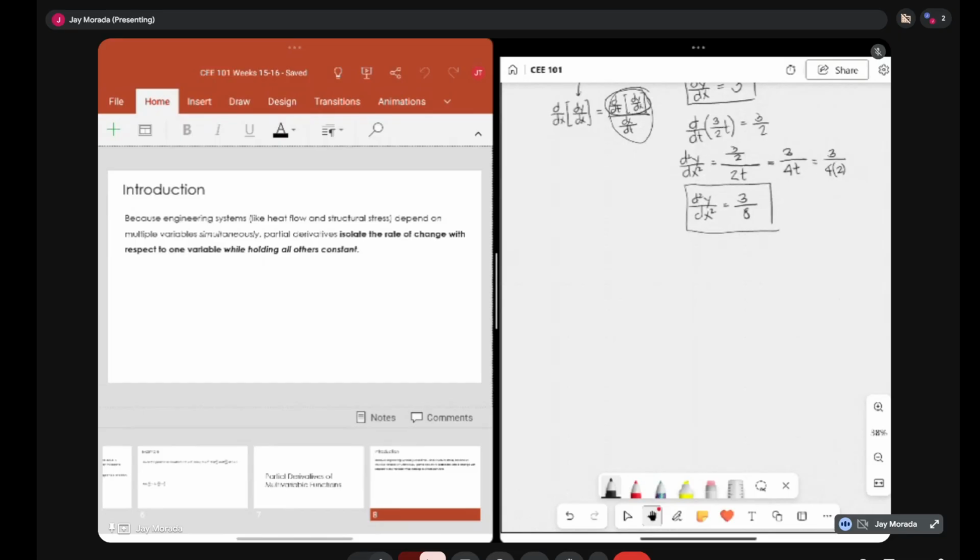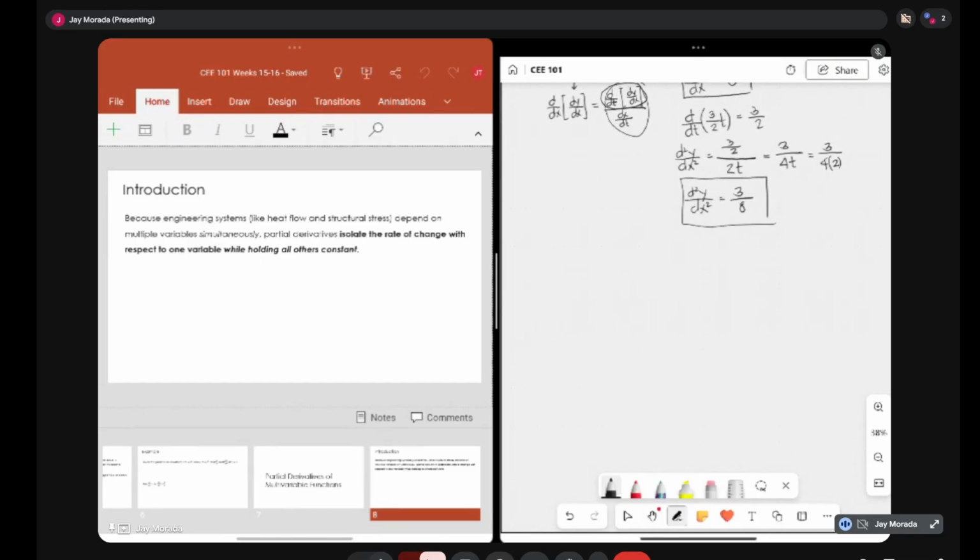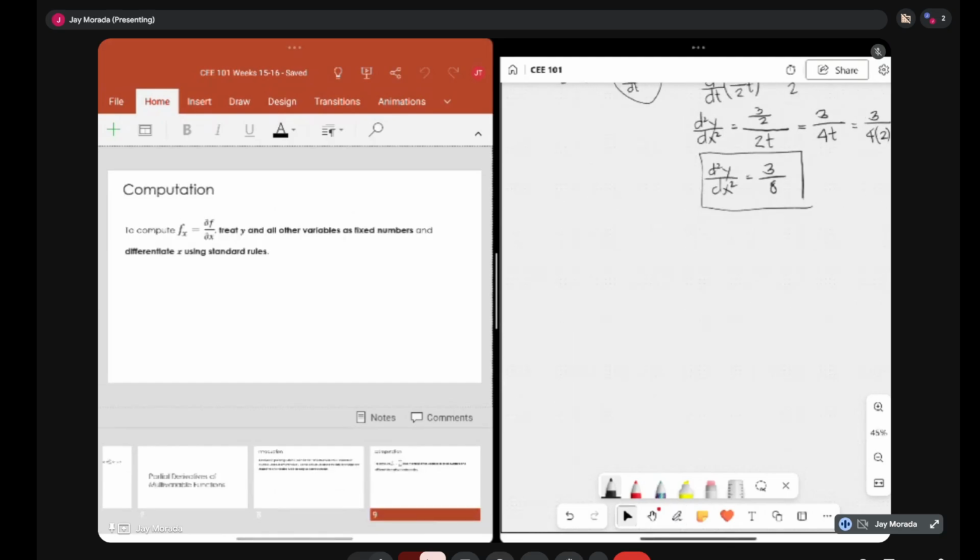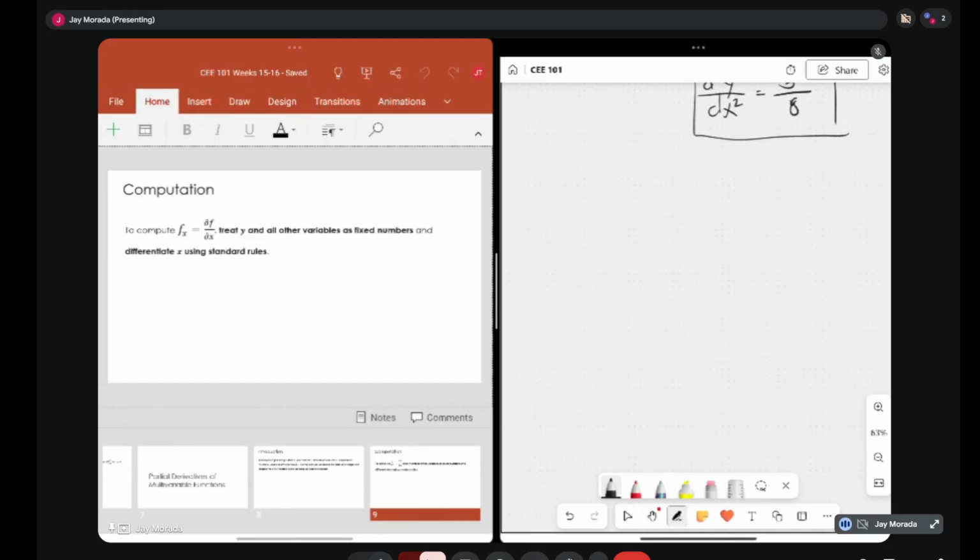That is isolating the rate of change with respect to one variable while holding others constant. Okay, for the notation, we typically use this one, the del, no? But that is usually read as partial f partial x. You can just read it as that, but that is the partial derivative of f with respect to x. It is the more proper, but you can just read it as partial f partial x.